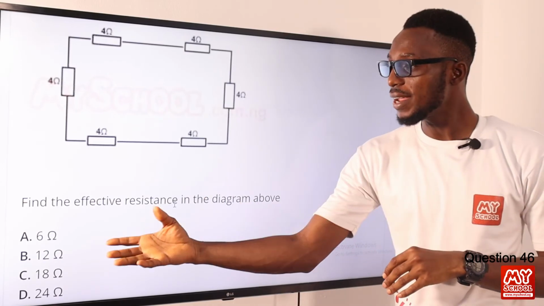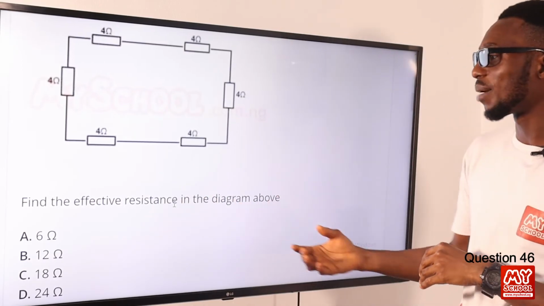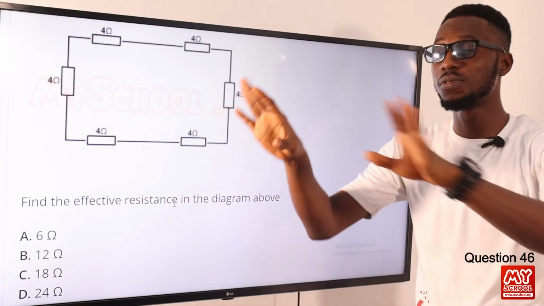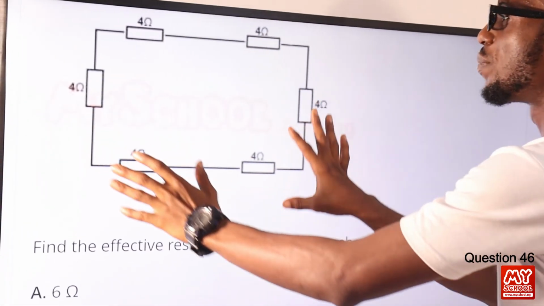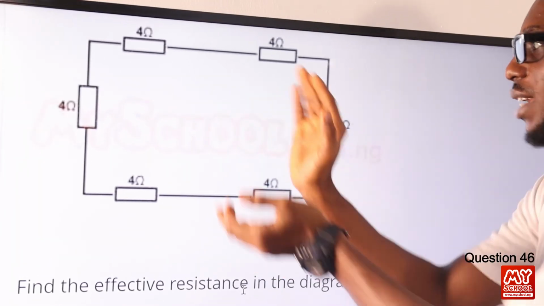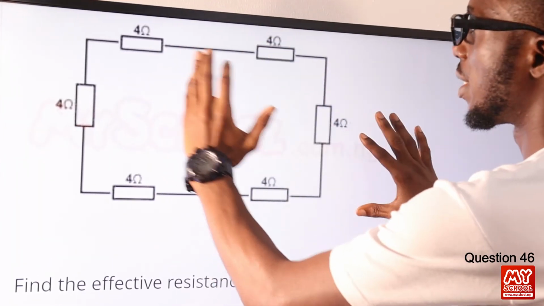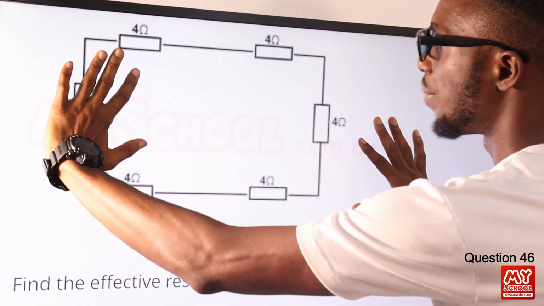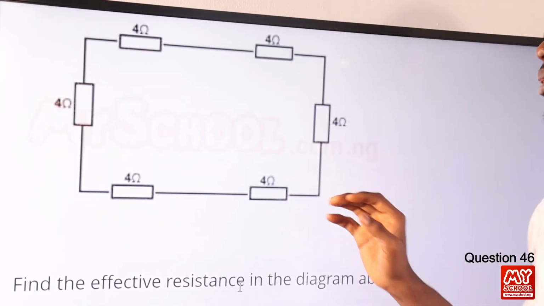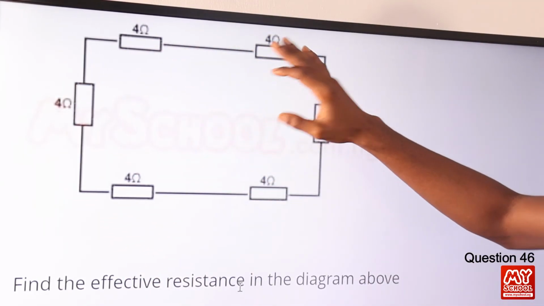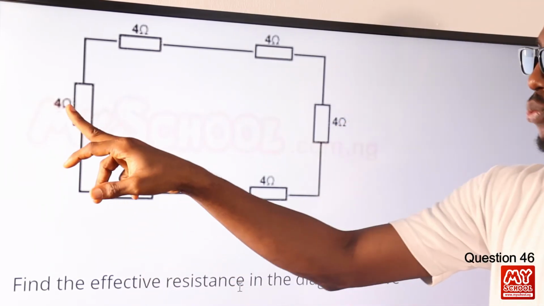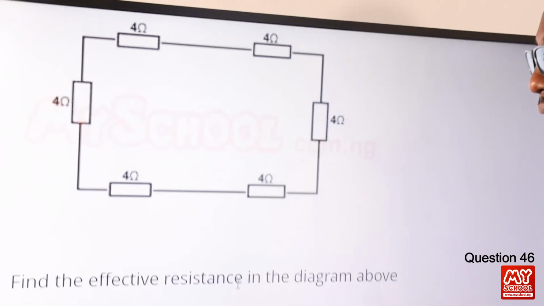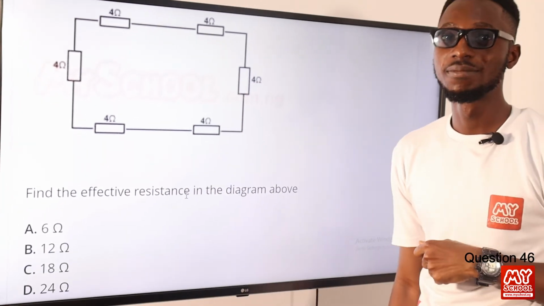So I have find the effective resistance in the diagram above. So what you just need to do is just to find the sum of everything. We can do it right here. So this is of course an arrangement in series. Okay, so you can try to break it apart this way. This is a serial arrangement. This is that arrangement in series. So just add it up. All right. So 4 plus 4, that is 8 plus 4, 12 plus 4, 16 plus 4, 20 plus 4, 24. So the correct option is D, 24 ohms.